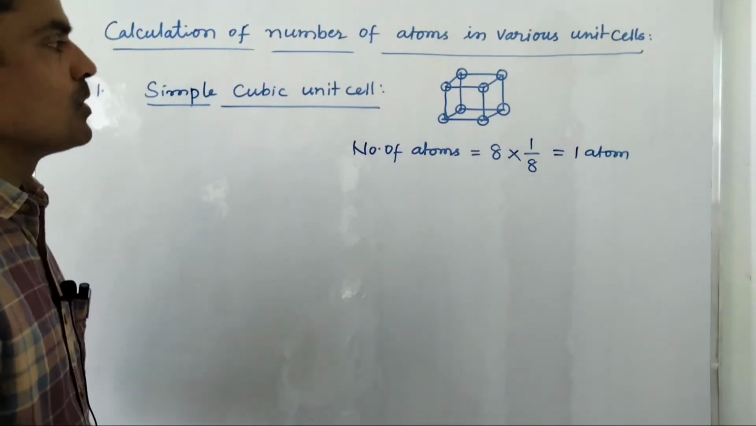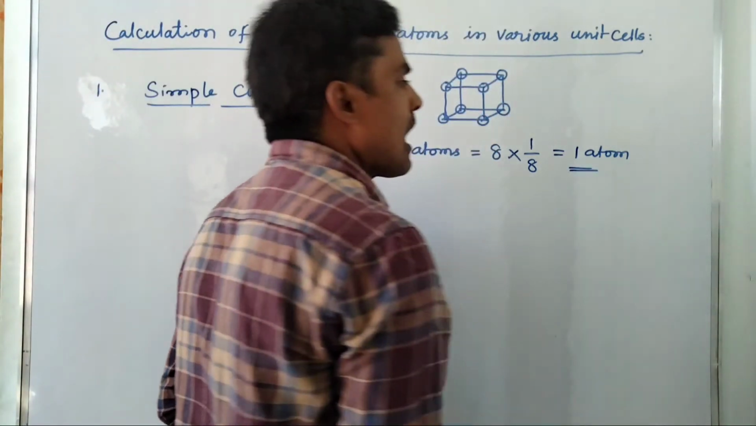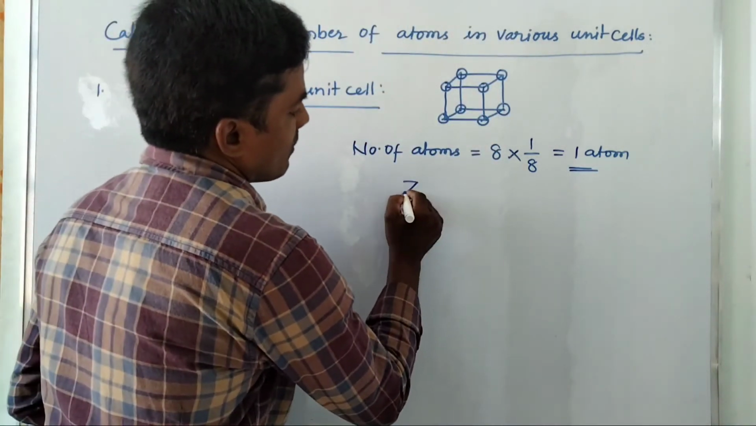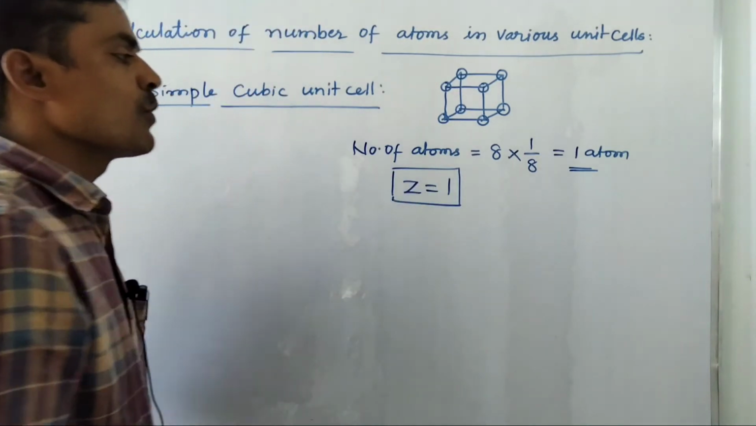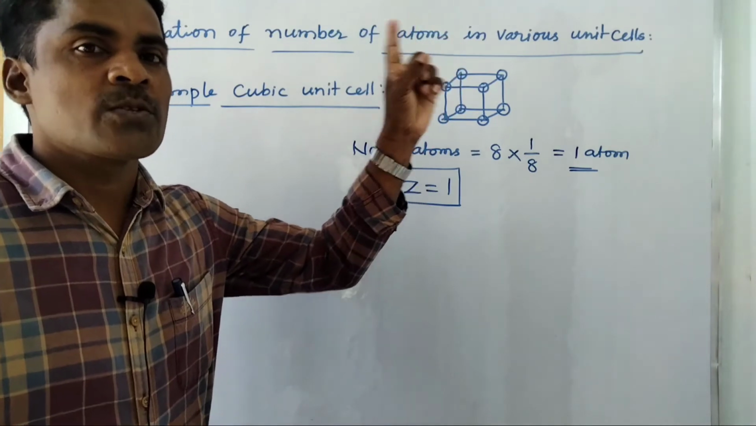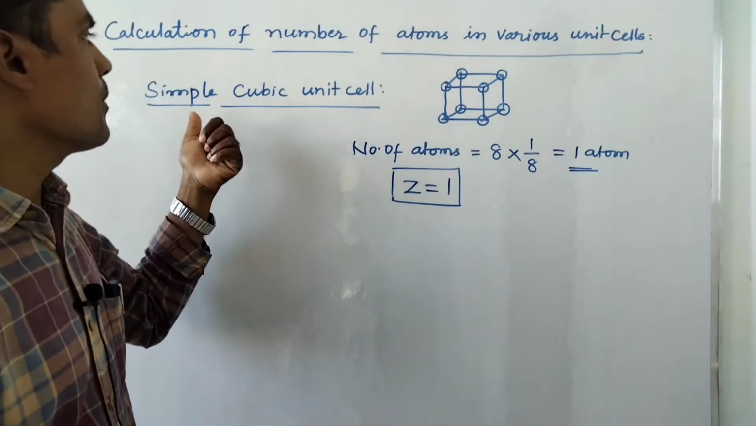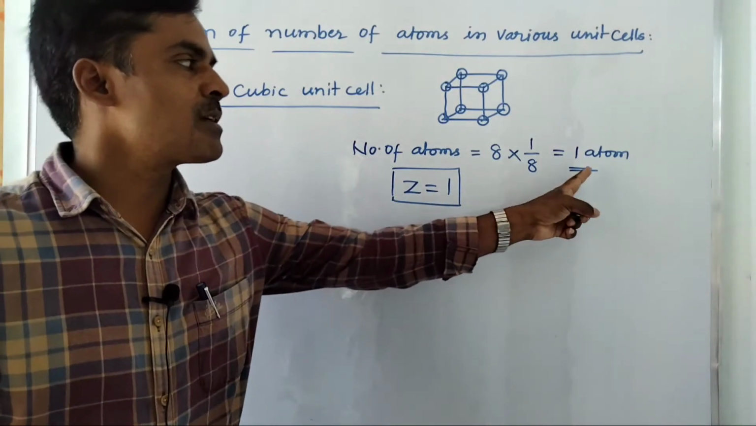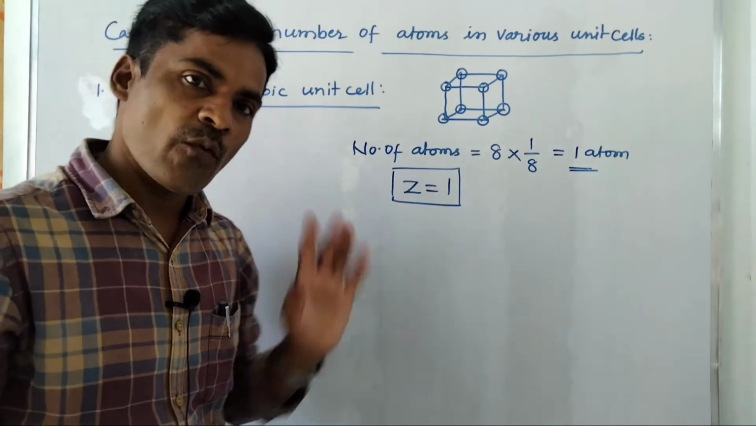Okay, so one atom. A simple cubic unit cell contains how many atoms? One atom. That means Z for the simple cubic unit cell is 1. In packing efficiency, Z means the number of atoms. So in a simple cubic unit cell, one atom is present, so the Z value equals 1.